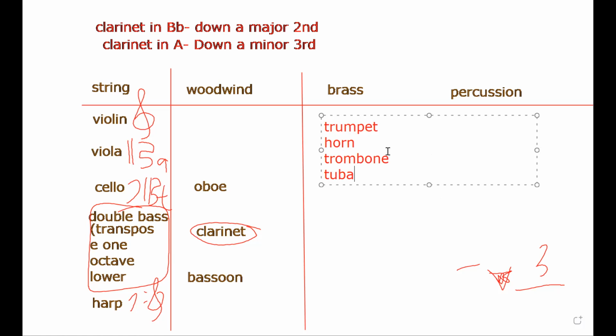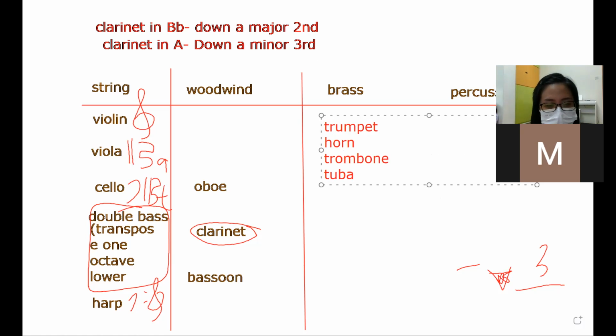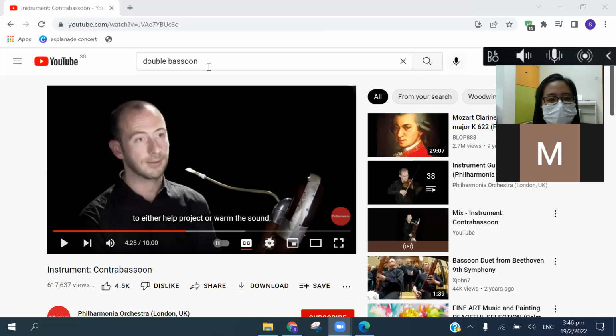Do you know what the trombone is? The trombone is the one that can be pulled longer and shorter. Megan, do you know? I think so. Don't know, I can show you a little bit. I stop share first, then I share screen.